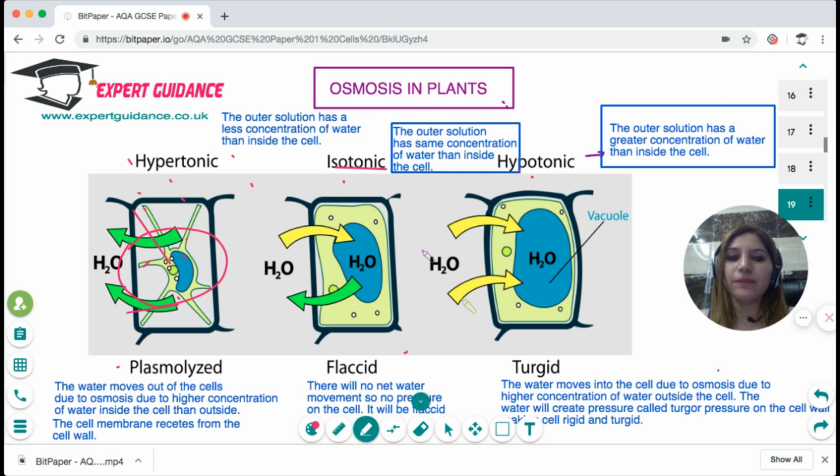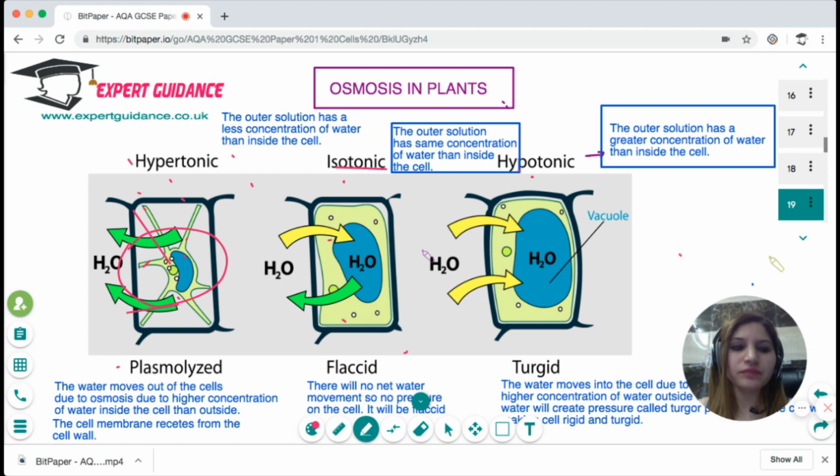in its proper shape. On the other hand, if we place it in an isotonic solution, it will have the same concentration of water outside and inside, so there's no net movement of water. As a result, no pressure will build up and the cell will be soft. So in the plant cell, there are three terms: turgid, plasmolyzed, and flaccid, and you need to remember these terms.